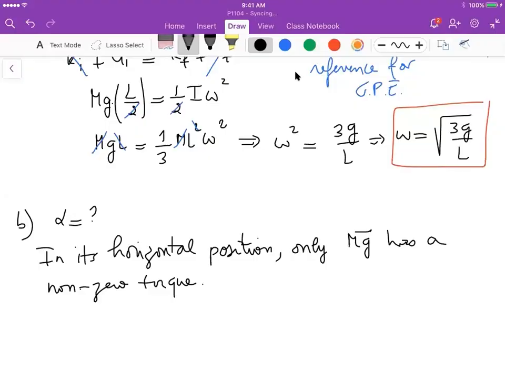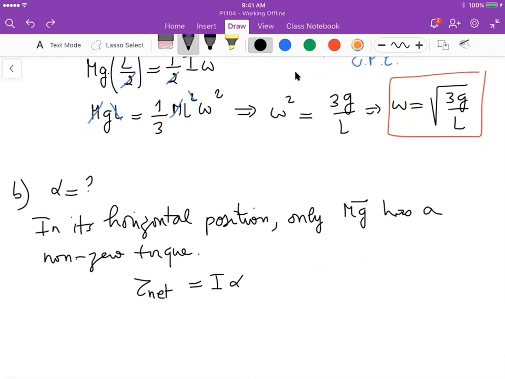So we can write down therefore tau net, which is the summation of all the torques exerted on this rod, is equal to I multiplied by alpha. So we can keep the vector or we can move it. The point is that in this position, only the gravitational force has a non-zero torque. So this tau is nothing else than the torque of the gravitational force.